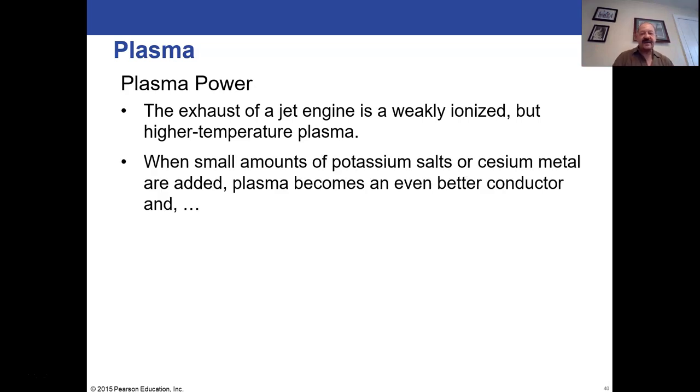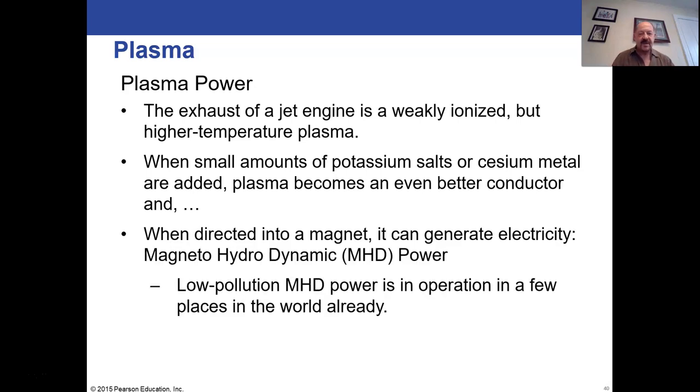But if you add to the exhaust from a typical jet-like engine potassium and cesium metal salts, cesium metal and potassium salts, these are metals that can ionize very easily and become little positive charges. And as a result, the plasma becomes a much better conductor of electricity. So now you've got this really good conductor of electricity being produced in the plasma.